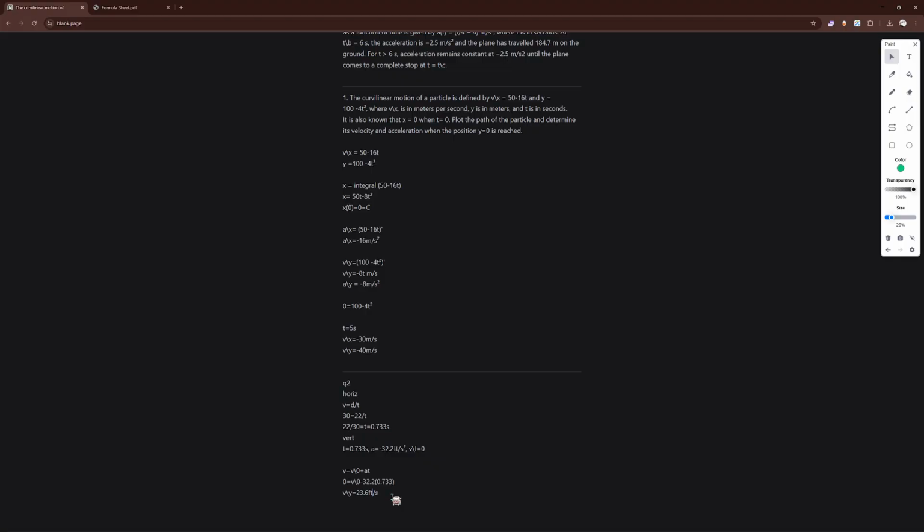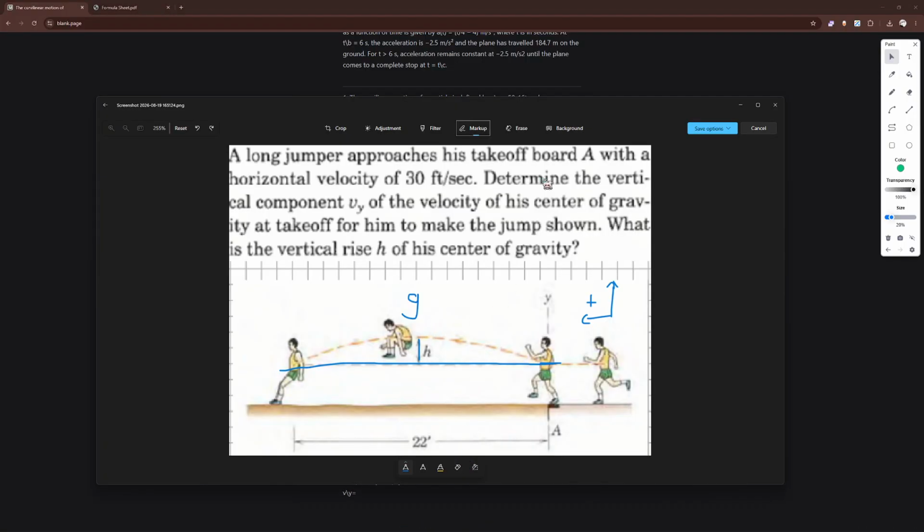Wait. Okay. Quick correction. This is meant to be over 2, right? This is the maximum time. If we bring up our diagram again, that's the time for him to go up and then back down.